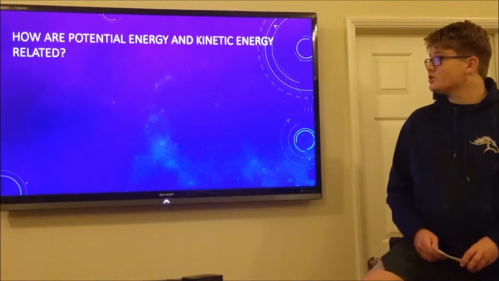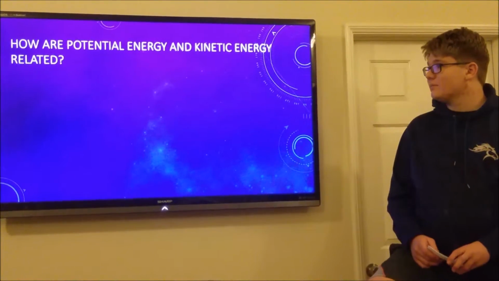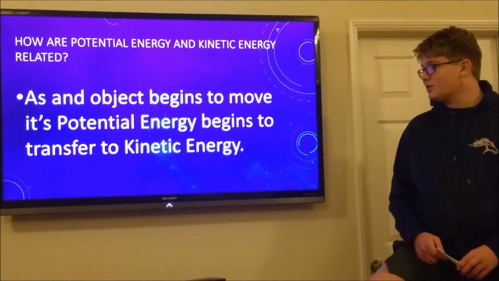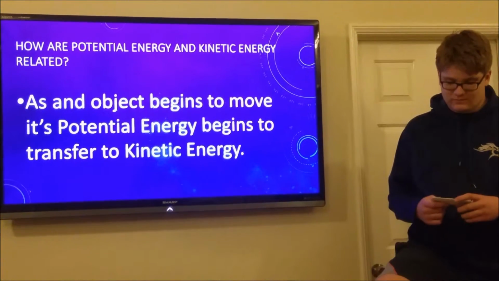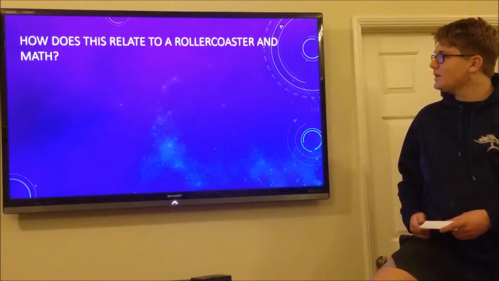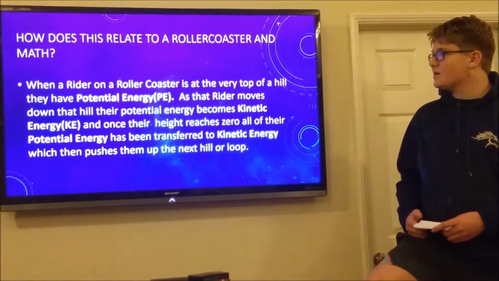How are potential energy and kinetic energy related? As an object begins to move, its potential energy begins to transfer to kinetic energy. How does this relate to a roller coaster in math?